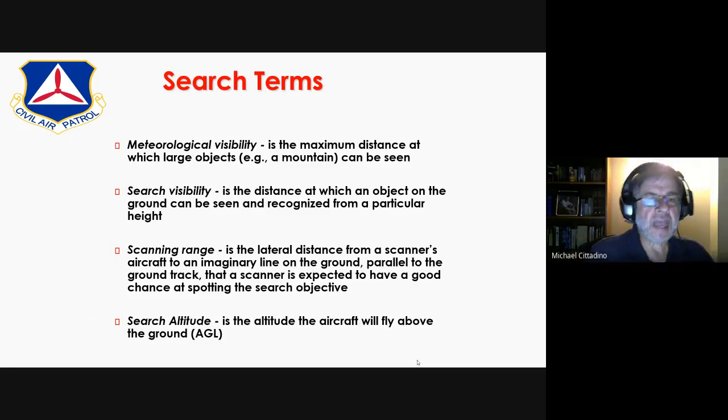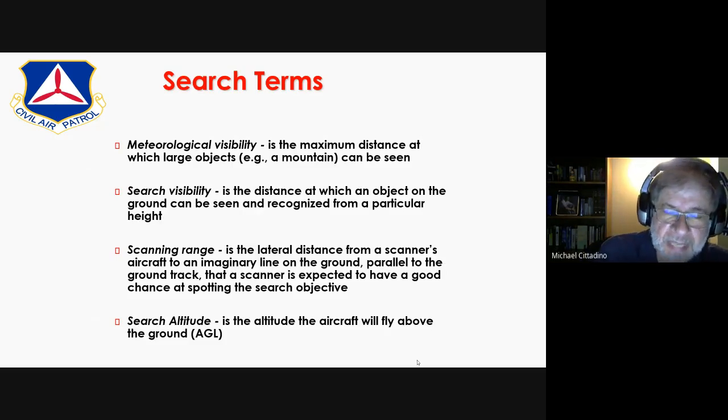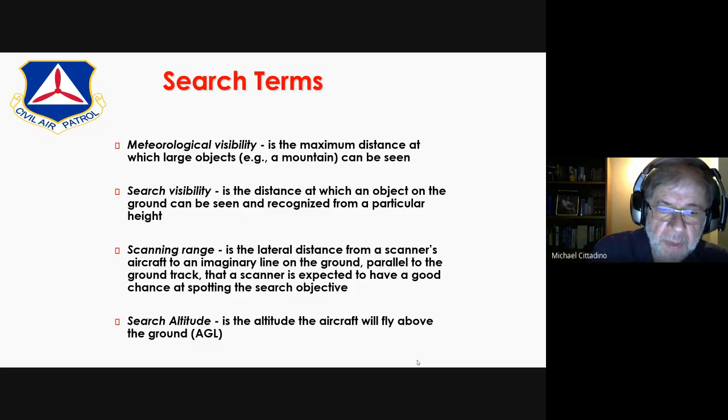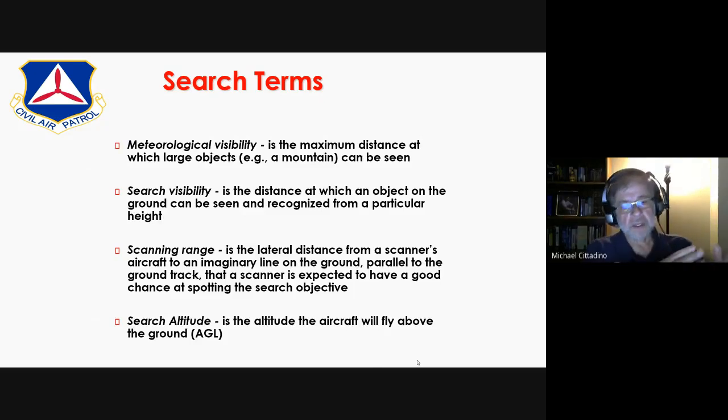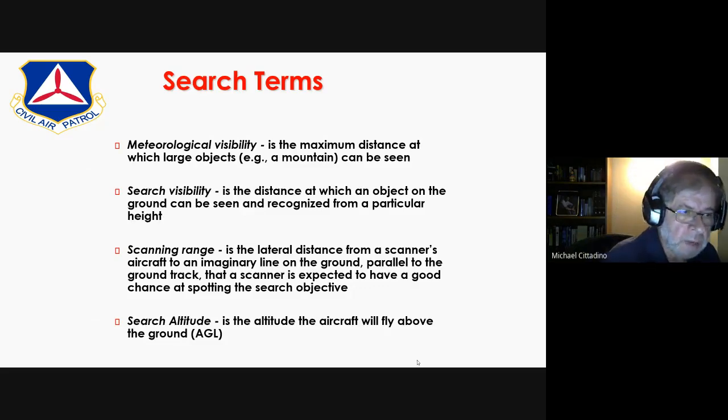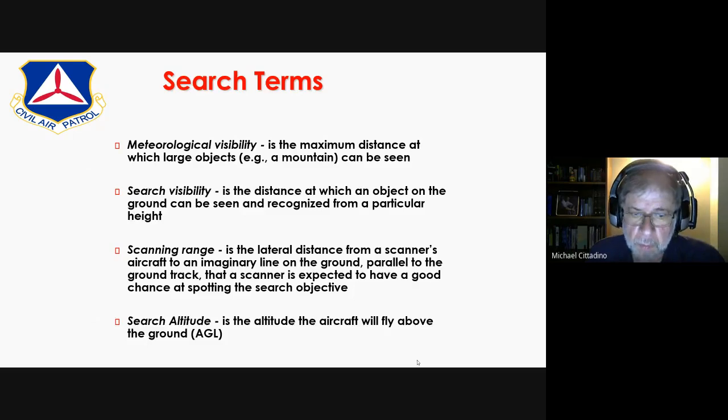Scanning range is, again, that lateral distance from the aircraft in which we expect that you, as a scanner, are not only going to be able to see something, but also be able to identify it definitely. And then finally, we have search altitude, which is the altitude of the aircraft above the ground. Remember that search altitude is a factor in your scanning range. You're basically forming a triangle based on the angle of your view from the aircraft to the ground and the altitude of the aircraft from the ground. The combination of those two will determine your scanning range.